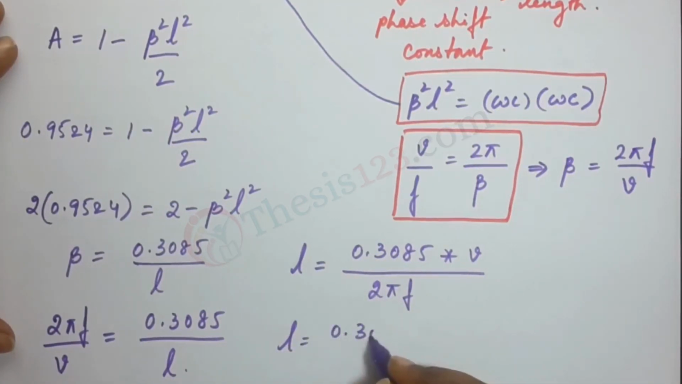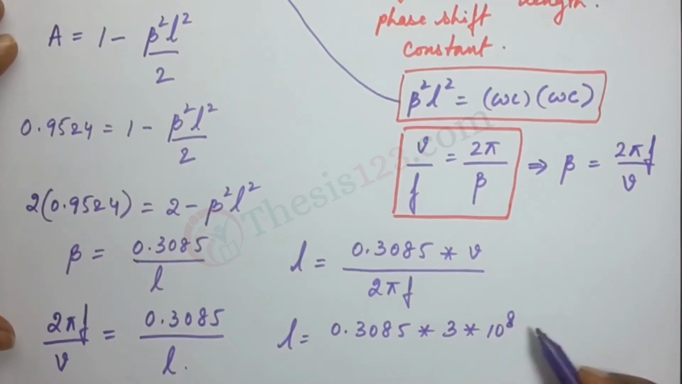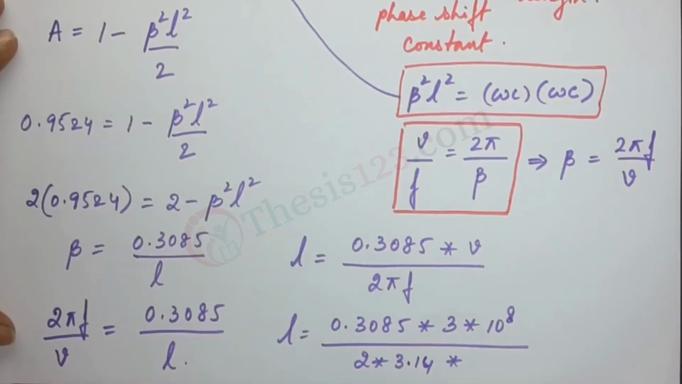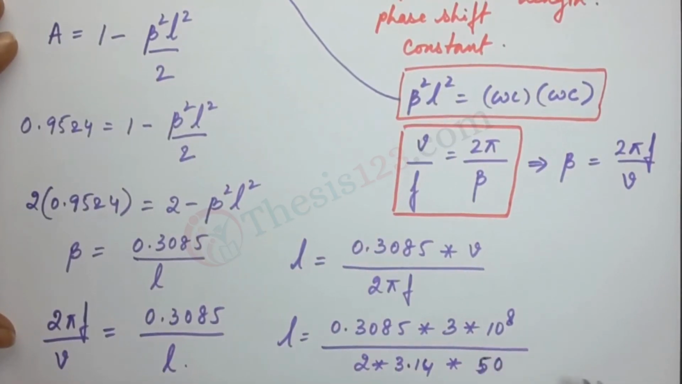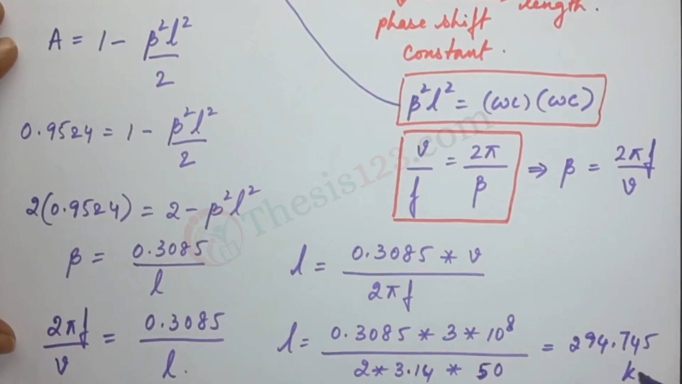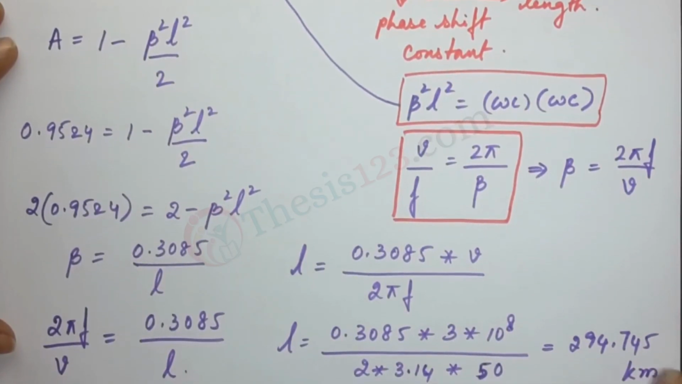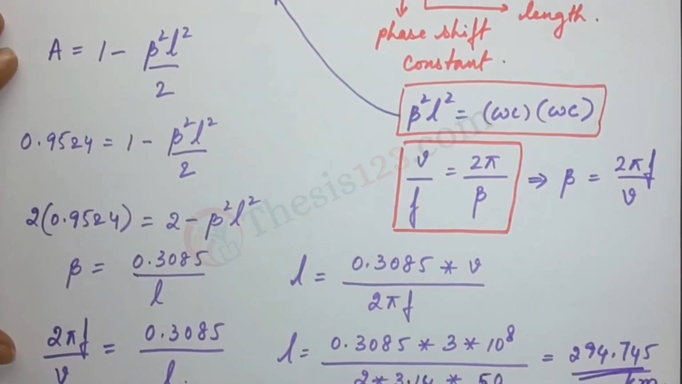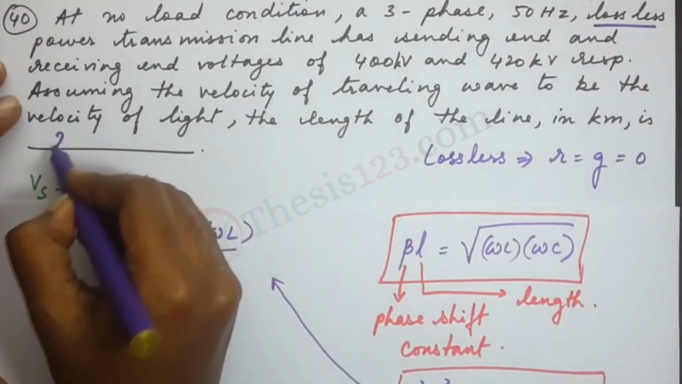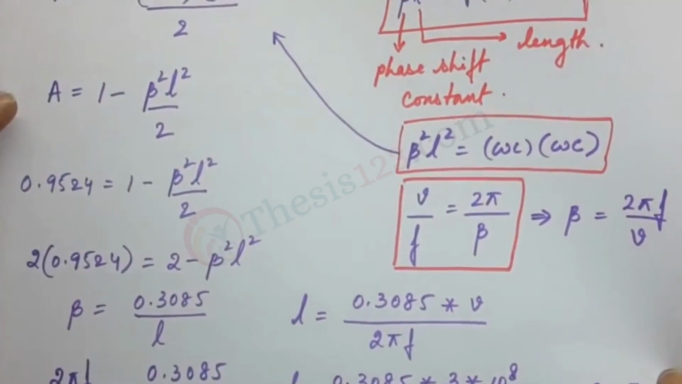And that's 0.3085 into 3 into 10 power 8. This is a value that you must remember, divided by 2 into 3.14 into 50. It's given that it is 50 hertz, so it's 50. Solving this, we get 294,745. Now once you solve this, you will get it in terms of meters. Please remember, 294,745 meters. You convert that into kilometers because the question asks for kilometers. So here this is our final answer. 294.74 kilometers is the final answer. I hope this has helped.